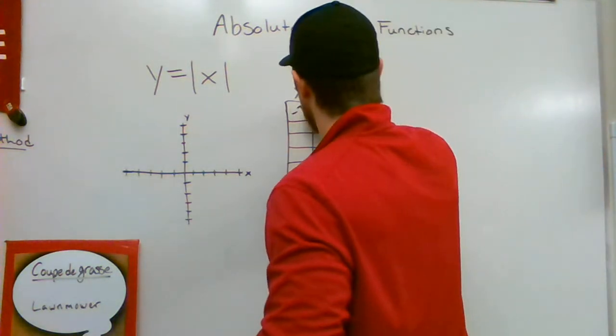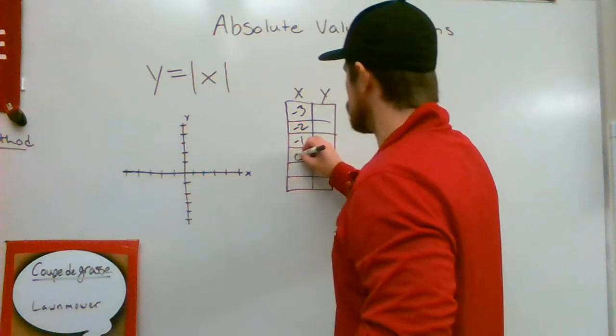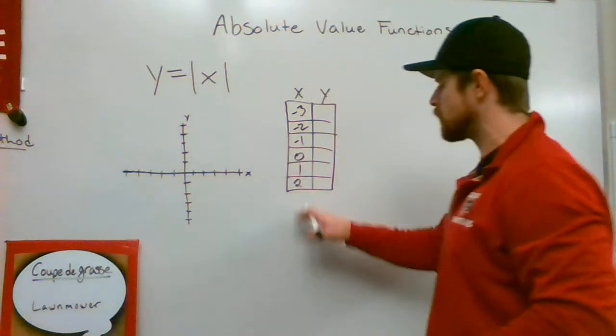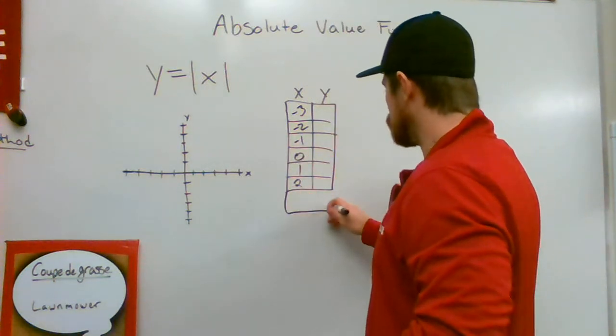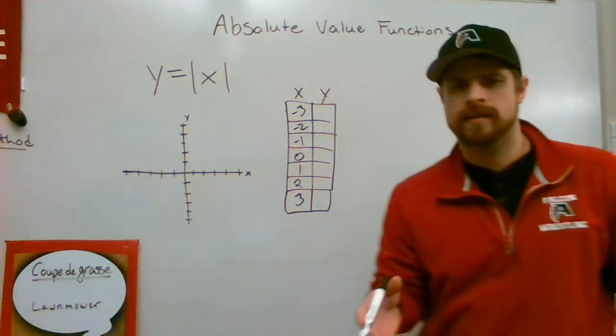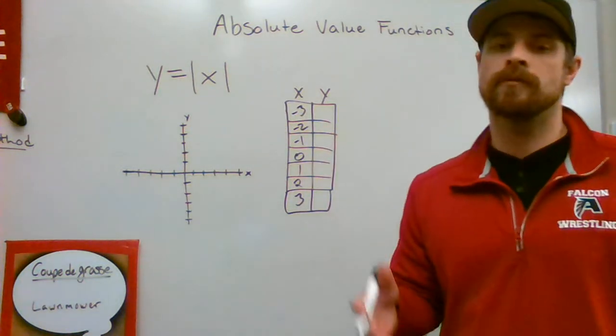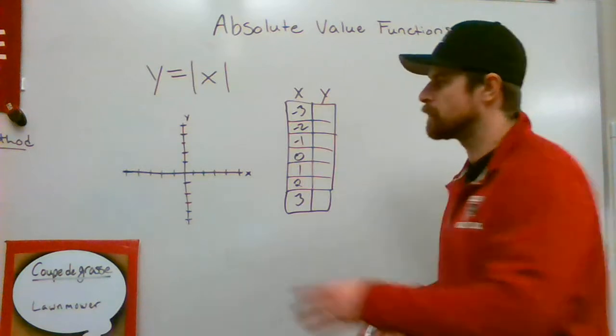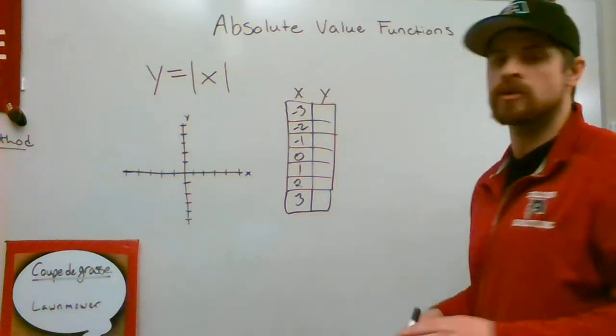Let's start with negative 3, negative 2, negative 1, 0, 1, 2, and I was just off. I wanted to make it even. Let's go one more down there. 3. We're going to figure out what each of those y values would turn into if we plug those numbers in. Now, when it's a parent function, very basic function like this, it shouldn't be too tricky.